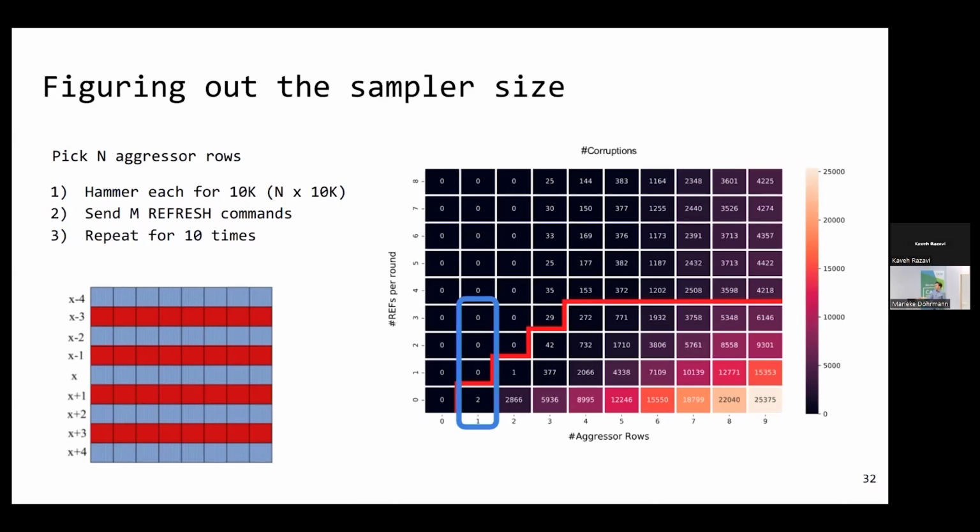And then we see that as soon as we send one refresh, we do not see any more bit flips. So these bit flips that are caused by these aggressors are essentially fixed.